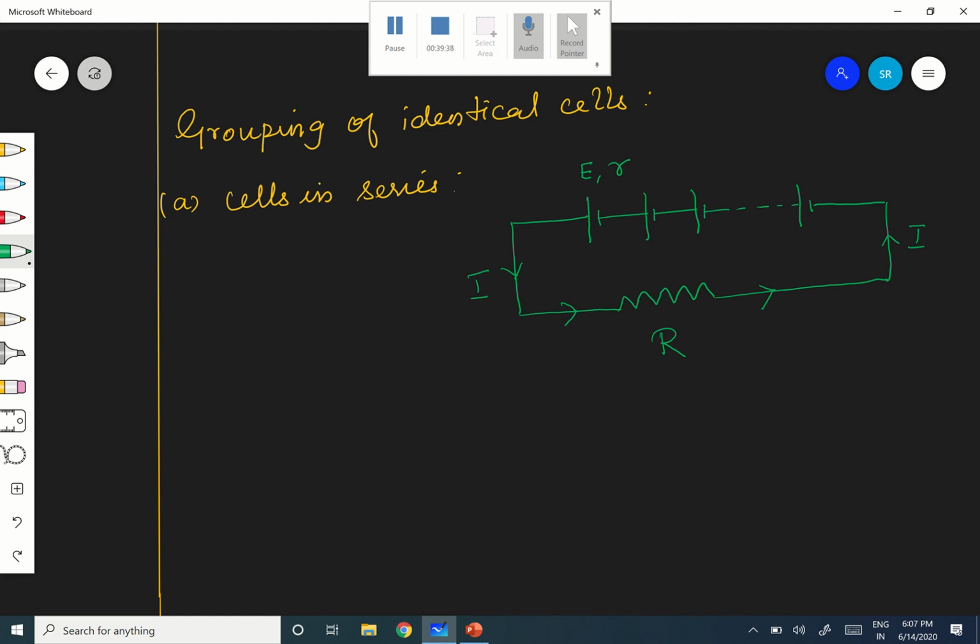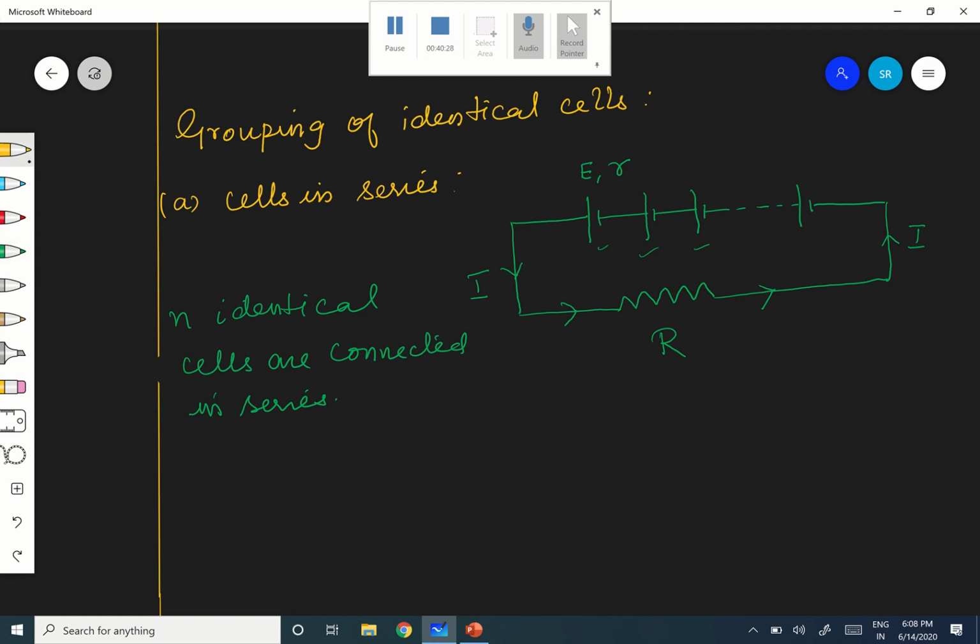Now, when so many cells are connected in series, all identical, positive to negative like that, n identical cells are connected in series. That is important. Each has EMF E and internal resistance r.